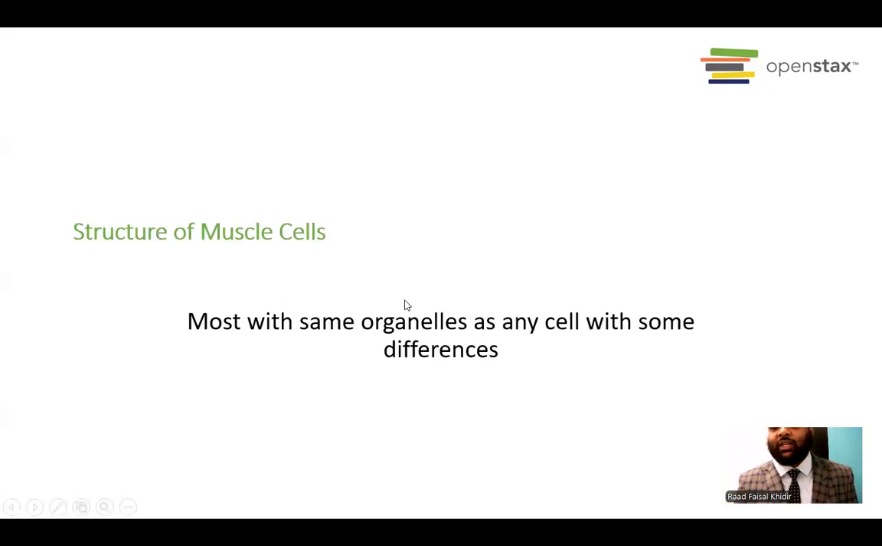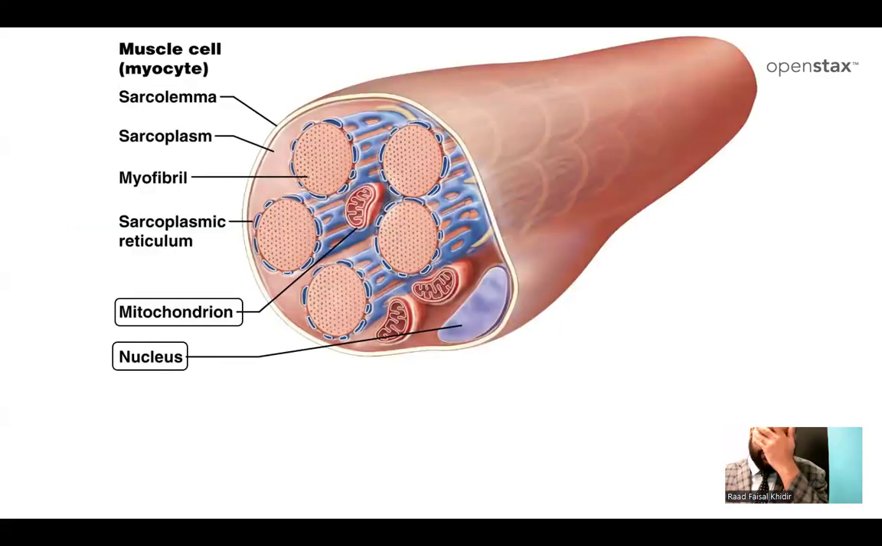So most of the muscle cells are with the same organelles as any cell, with some differences. Obviously every tissue is comprised of different types of cells. Why? Because the cells have different functions, they have different physiology, therefore they will have different anatomy, different structure. So the muscle cell, also known as the myocyte. So let's look now at the myocyte.